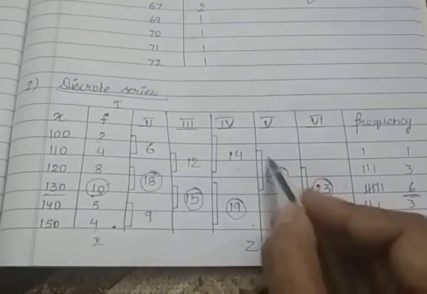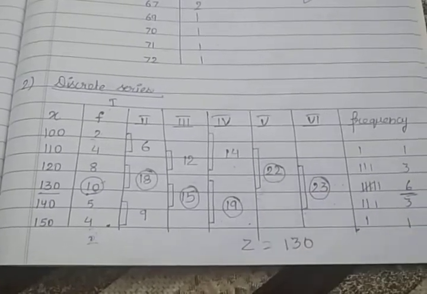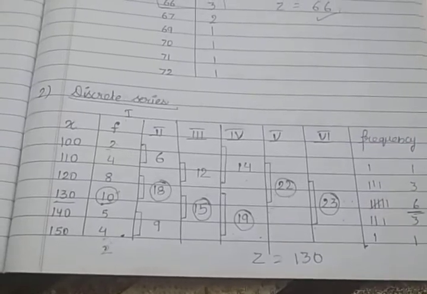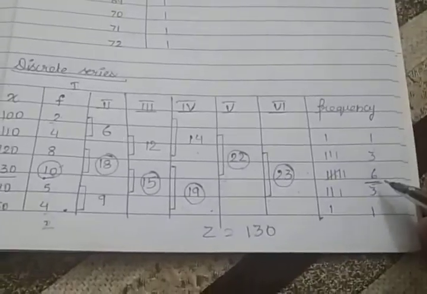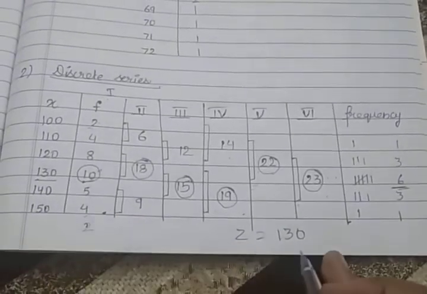22, in front of 1, 2, 3, all these 3 values you have to put 1 bar. Same with 23, we have also got it by adding 8, 10 and 5. So in front of 8, in front of 10 and in front of 5 we have to put the bars. So the highest frequency occurs at 130, so your Z is 130.